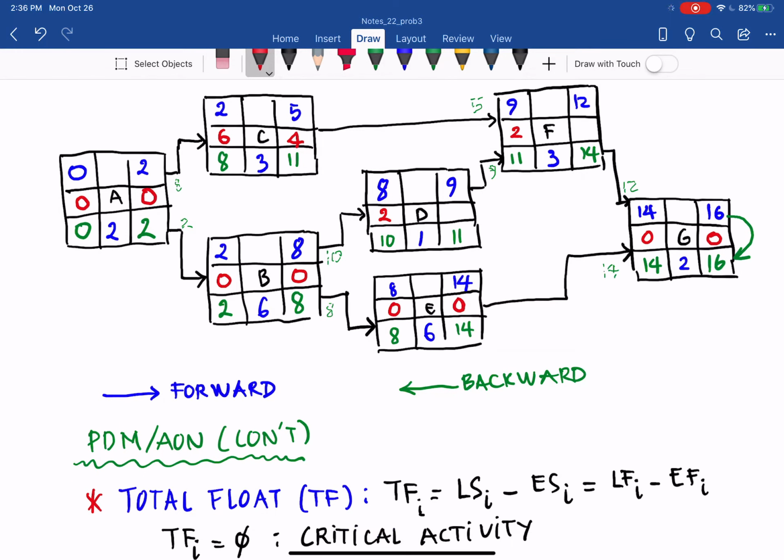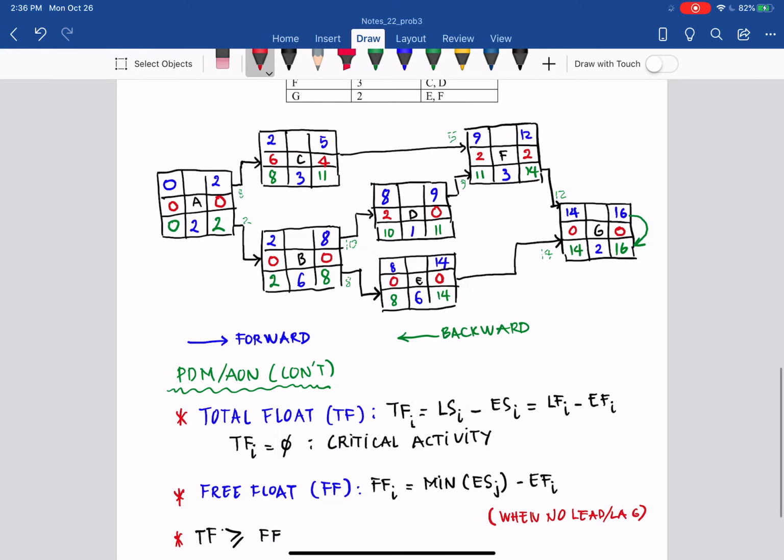D. There is only one successor for D, which is F, and its early start is 9. Early start of activity F is 9, minus the early finish of activity D, which is 9, so you also have 0. Now F. You have one successor for F, which is G, and the early start of that successor is 14. The early finish of activity F is 12. So 14 minus 12 equals 2. That is the free float.